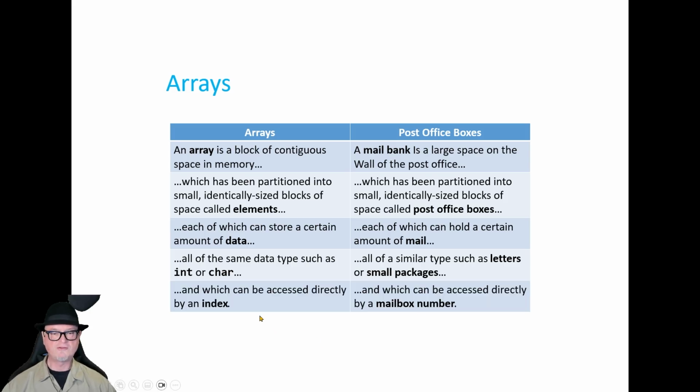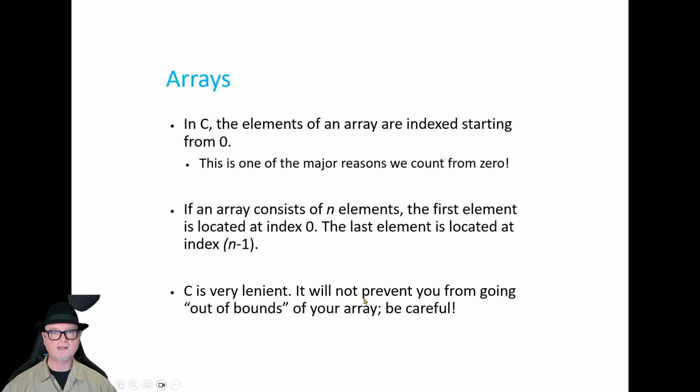And we can directly access the contents of an array with their index, and likewise for a post office box through their mailbox number, or if we're using my metaphor of the street, by their street address. Okay, so in C, the elements of an array are indexed starting from 0, just like the other counting we've talked about. And this fundamental feature of arrays is why in this programming language you count from 0.